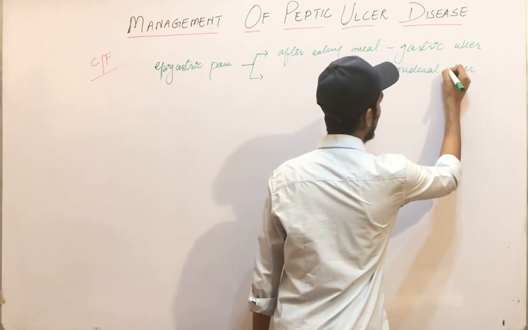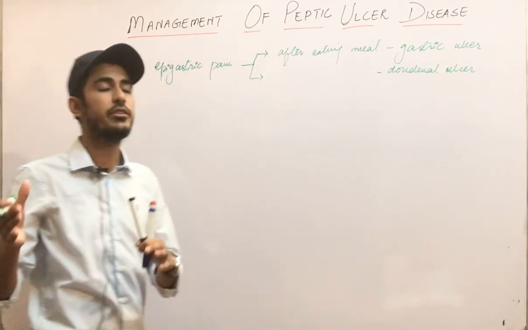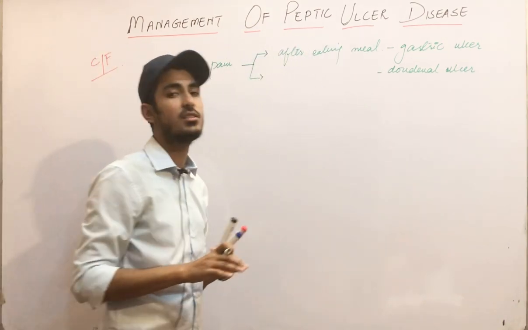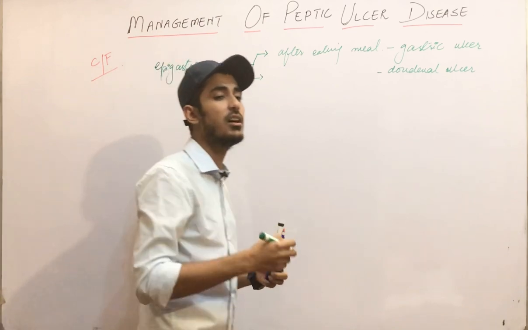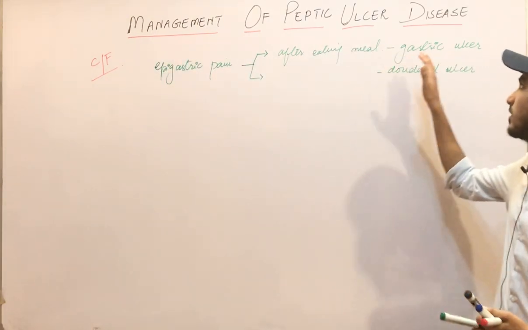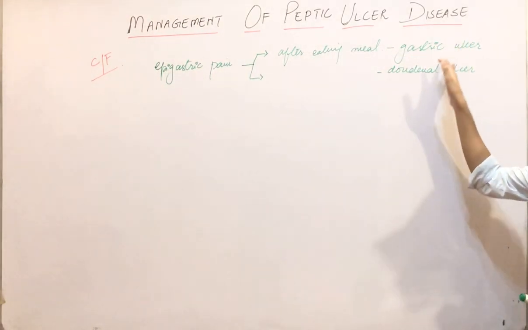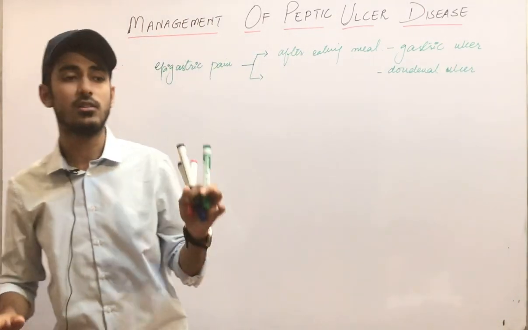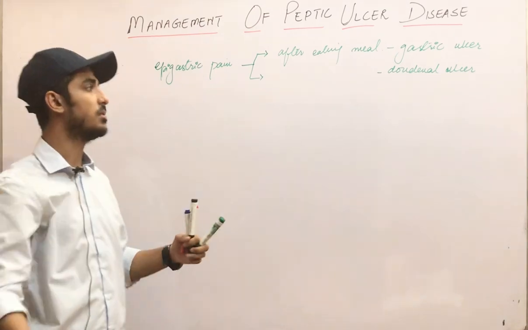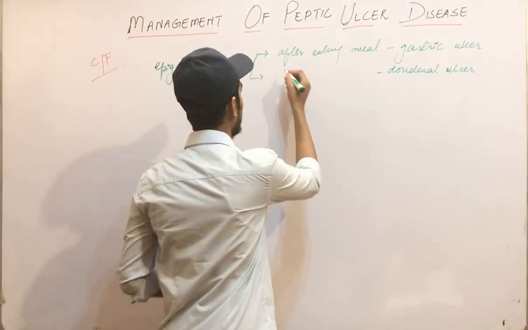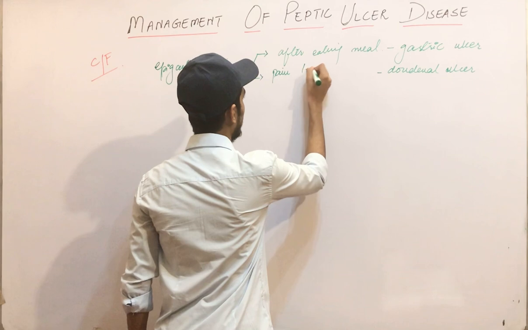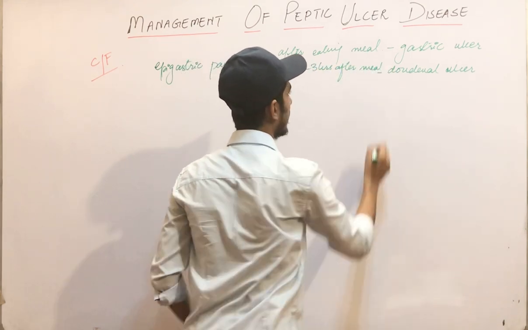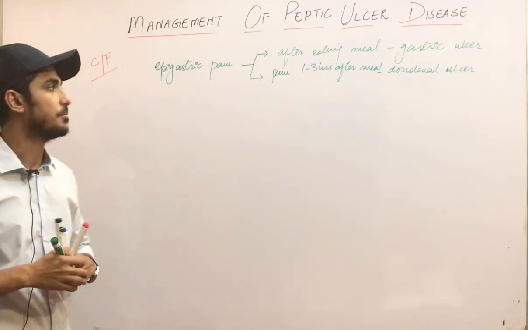This is the diagnosis, how you clinically differentiate between the gastric and the duodenal ulcer. If the patient is saying that I am having pain immediately after taking the meal, there is some gastric problem, that may be the gastric ulcer. If the patient is saying that I am having the pain not immediately after the meal but 1 to 3 hours after the meal, that would be the duodenal ulcer. Clear? So that would be the duodenal ulcer.